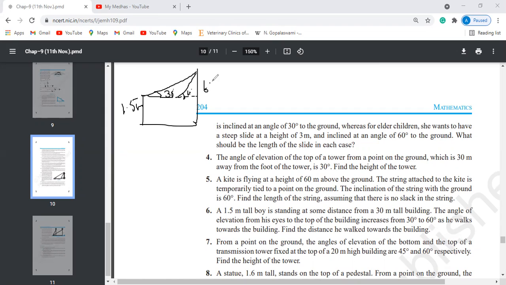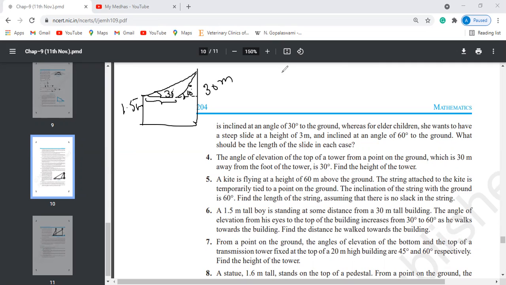So this is 30 meters. Initially he was here and sees the top at 30 degrees. As he moves towards the building, the angle increases, right? So it has increased to 60 degrees. Now you have to find this distance.